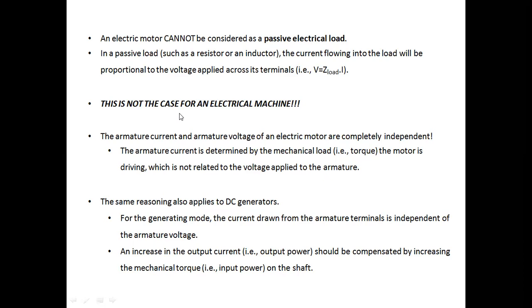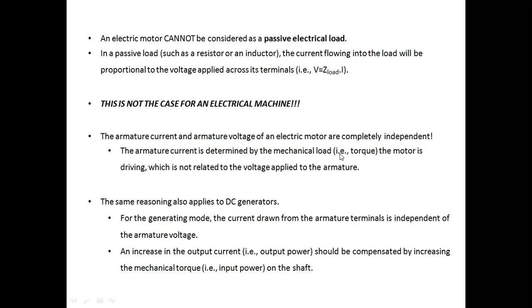So here, this is not the case for the electrical machine. The armature current and the armature voltage of the electrical motor are completely independent, because when we are using the electrical machine, we can say the armature current is determined by the mechanical torque, because we are aware of the speed characteristics of the DC machine. At that time we have seen torque is directly proportional to the armature current and the magnetic flux: tau equals k into phi into Ia. We have seen this concept.